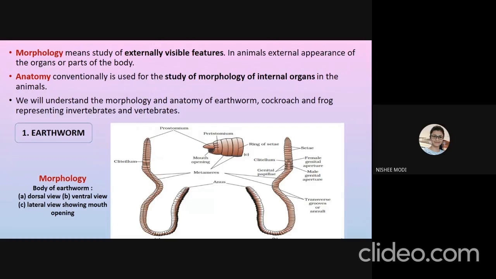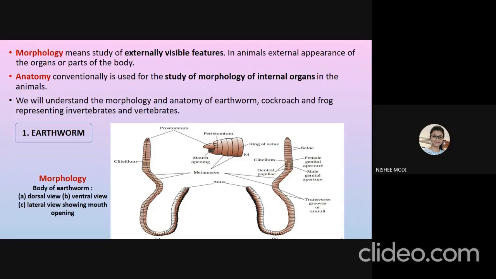As we said, morphology means the study of externally visible features, in animals, the external appearance of the organs or parts of the body. And anatomy is used for the study of the morphology of internal organs in the animals. So we will understand the morphology and anatomy of earthworm and cockroaches, which are the higher invertebrates, and the frog, which is the vertebrate. So representing the higher invertebrates and vertebrates.